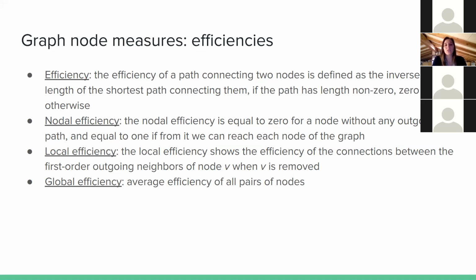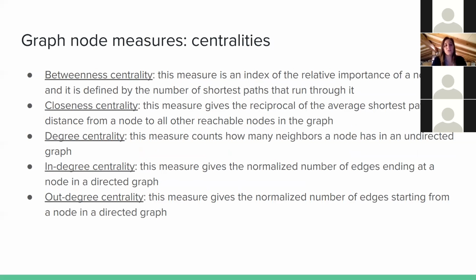You have also centralities. I'm not going into the details of all of them. In any case, centralities are more about how connected the node is, so how many edges it has. For example, the betweenness centrality is proportional to the number of shortest paths that run through the node.